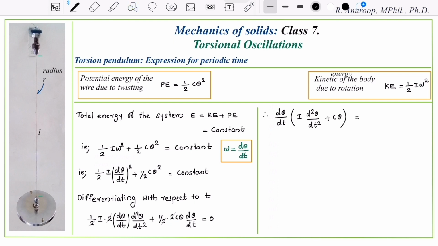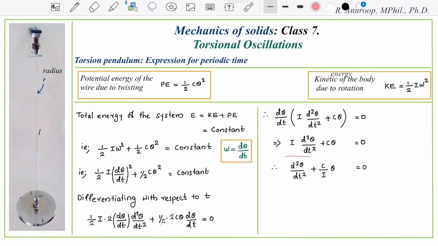Now, this is possible if either d theta by dt is equal to 0 or I into d square theta by dt square plus c theta is equal to 0. We know that d theta by dt is omega, which is not equal to 0. Therefore, the only possibility is I into d square theta by dt square plus c theta is equal to 0. Let us rearrange the equation, that is d square theta by dt square plus c by I into theta is equal to 0.